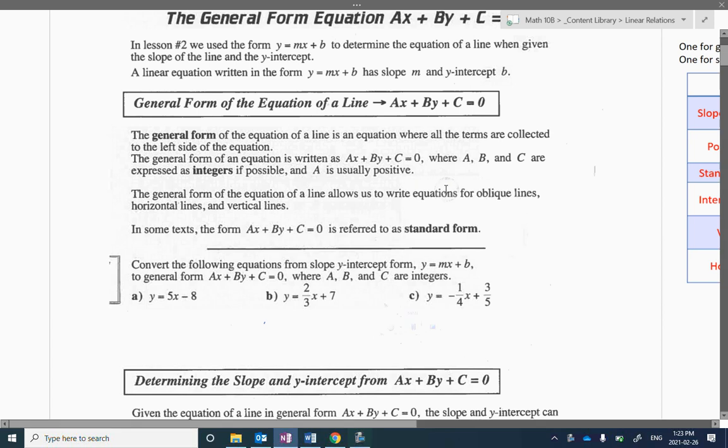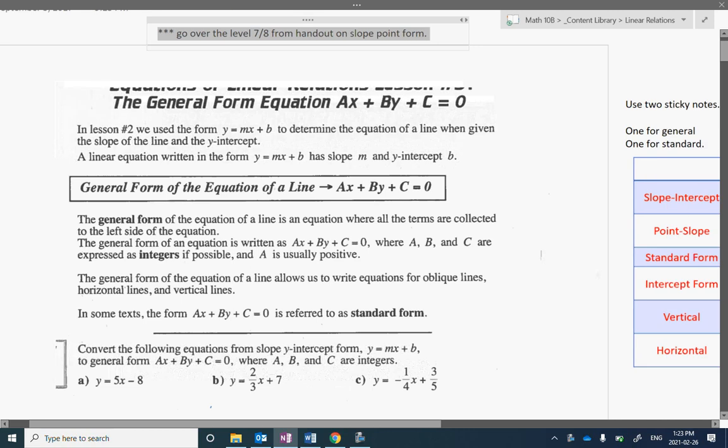So today we're learning about general form. Girls, Angelica, open up your book, go to the right page.